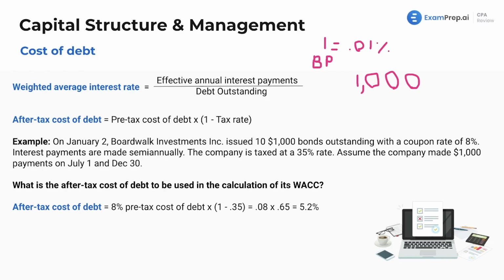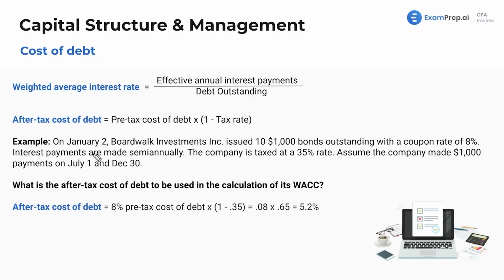Now, let's talk about some debt. The weighted average interest rate, this is step one, and then step two is the normal after-tax cost of debt. You might not always have to do step one. They might just give you the pre-tax cost of debt. Totally fine. So effective annual interest payments divided by debt outstanding.